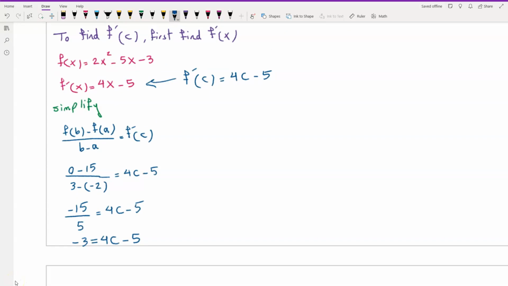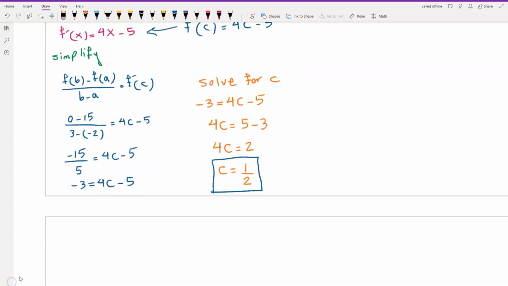So we have -15 divided by 5 equal to 4c minus 5. Here -15 divided by 5 is -3, so that is equal to 4c minus 5. Now we can solve for c. So solving for c, here we have 4c equal to 5 minus 3, 4c equal to +2, and c is 1/2. So this is our final answer.